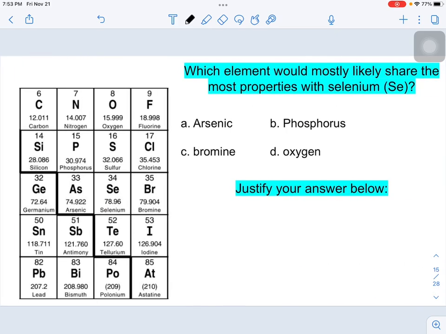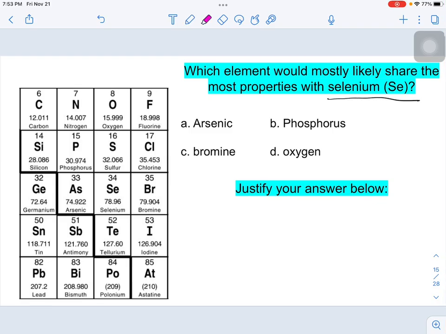Now, I want to do this question together so that we make sure that we fully understand it. Go ahead and pause this video and see if you can get the right answer. But we're going to go over this during this video. Okay, you're looking at a portion of the periodic table, and the question asked, which element would most likely share the most properties with selenium, Se?